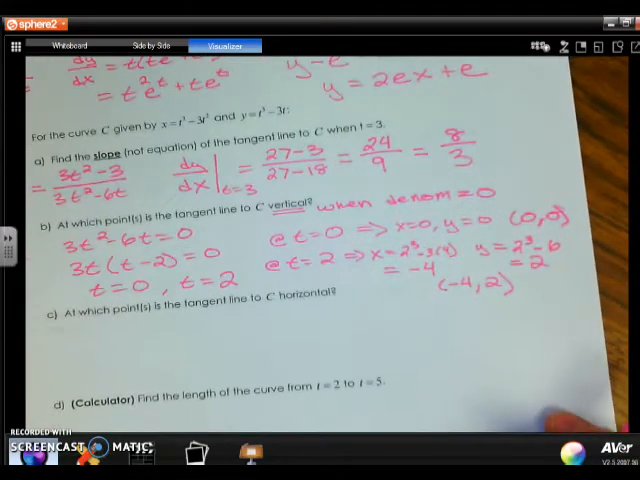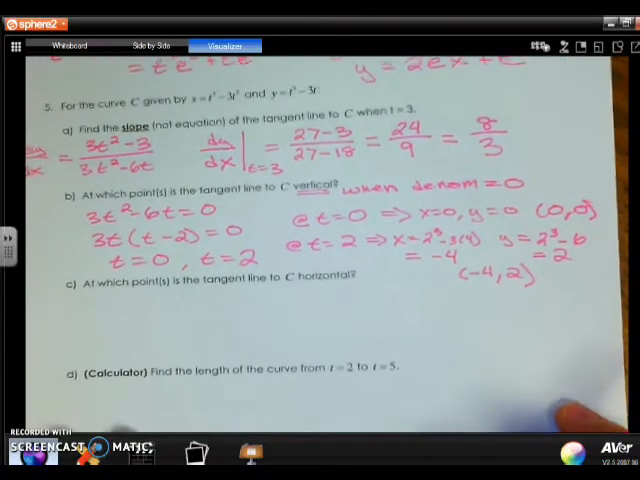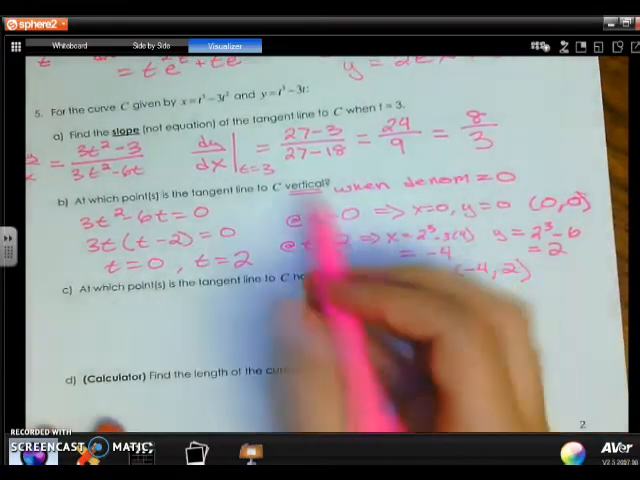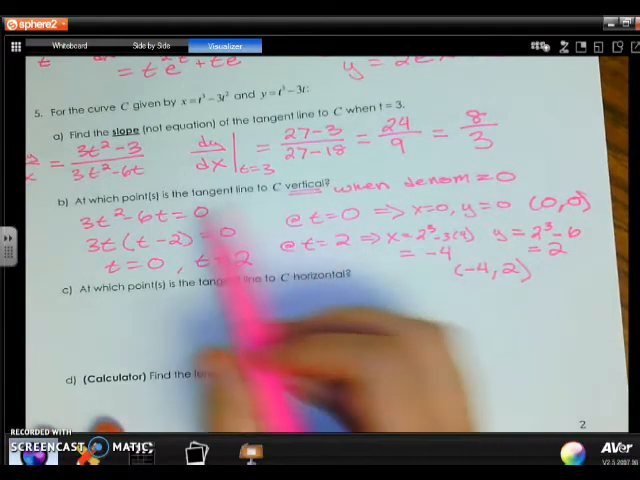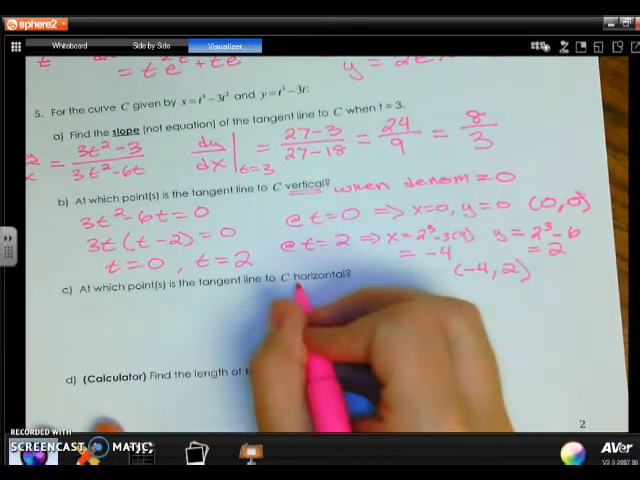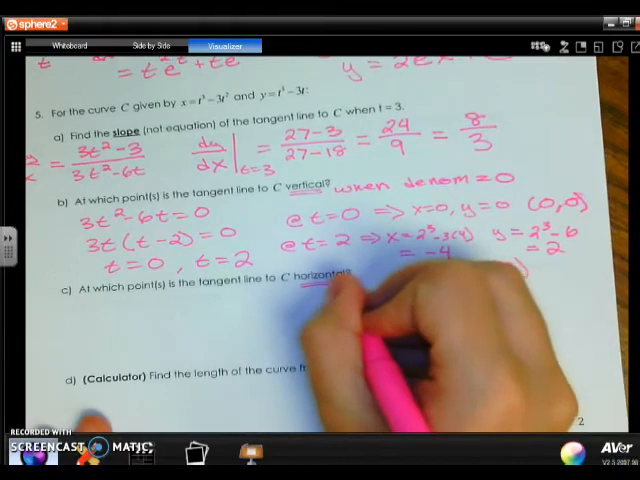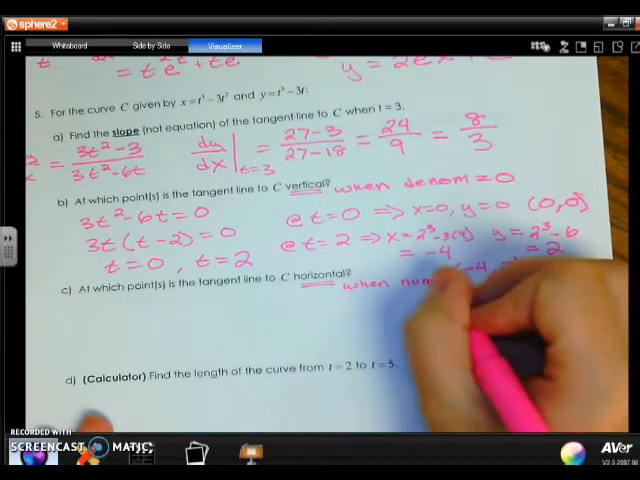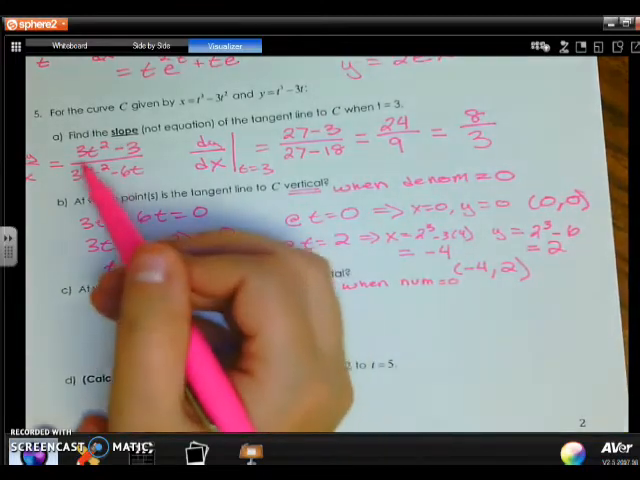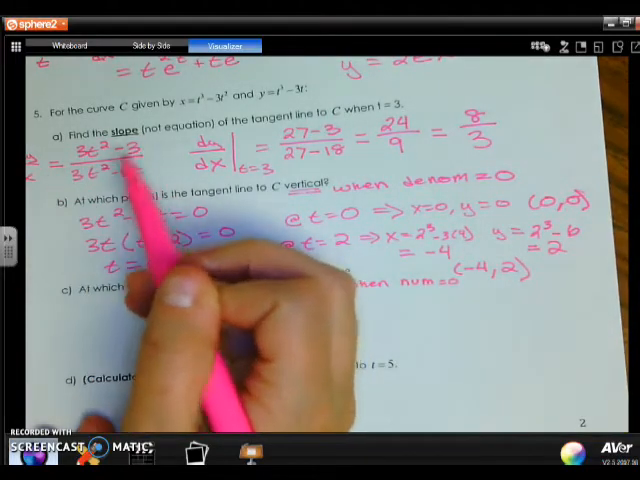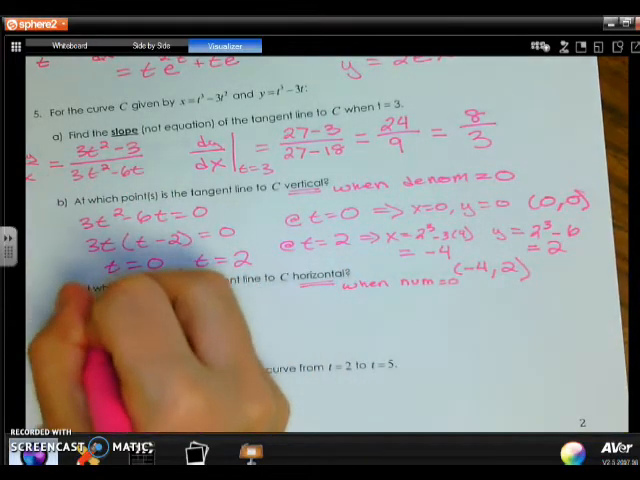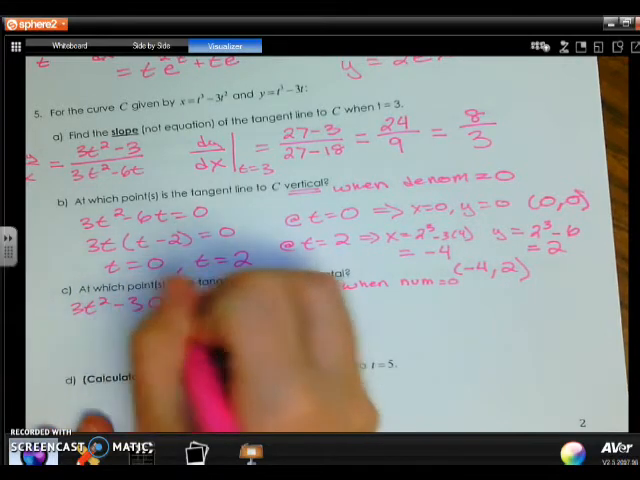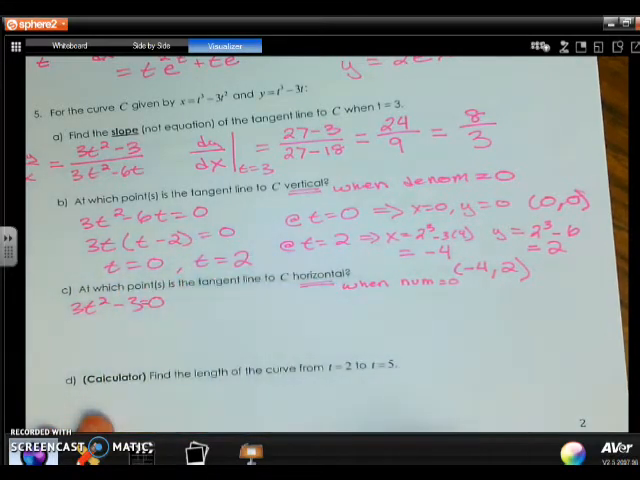And that's how you know when the tangent line is vertical. Now they're asking for where it is horizontal. So just like the vertical tangency occurred when the denominator was 0, horizontal tangency occurs when the numerator equals 0. So I'm going to go back up to my slope and set the numerator equal to 0.